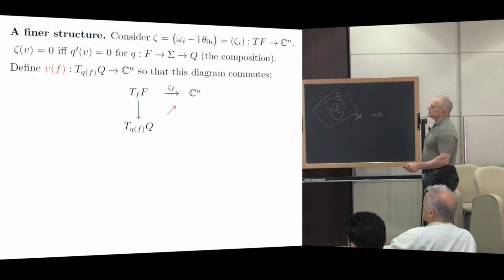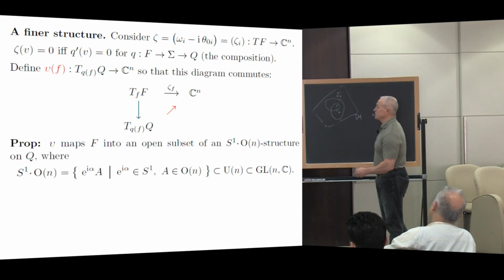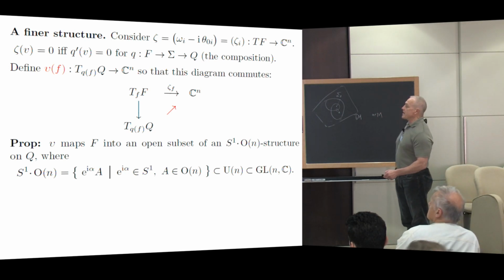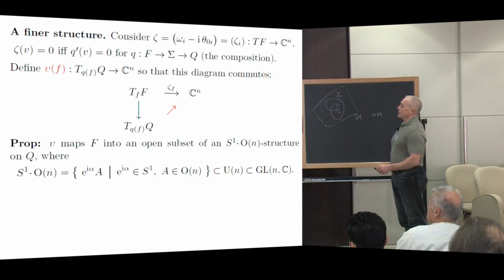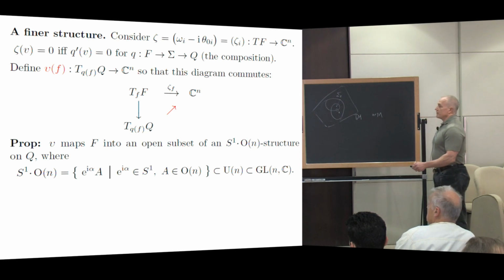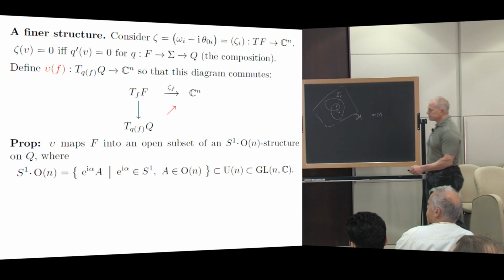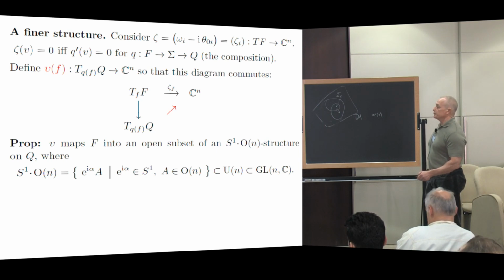So what this says is that the elements of F give rise to coframings on Q. In fact, they give a very nice set of elements in the coframe. This map from elements of F to coframings on Q is compatible with the Kähler structure. This actually maps F into an open subset of an S^1 times O(n) structure on Q.